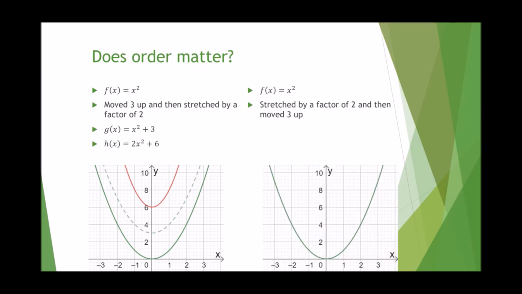Let's try it the other way around. Again, we start with this simple parabola, and we first stretch by a factor of 2, so we first change the shape. But this point at the bottom at the origin stays at the origin. So we just have 2x squared. And now we move 3 up. So our function is just 2x squared plus 3. And you can see both in the graph and in the formulas, in the functions, that these are not the same. So unfortunately, yes, order does matter. So you always have to be careful which order you used, which order has been asked.